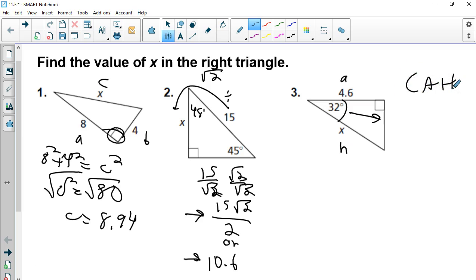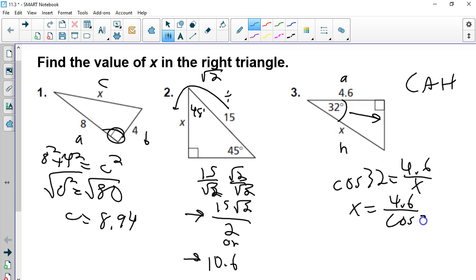cosine, adjacent over hypotenuse. So we're going to do the cosine of 32 is 4.6 over x. Remember, we're going to switch the x with the cosine. Shortcut. When we type that in our calculator, you'll get 5.42. Again, that makes sense. The hypotenuse should be bigger than 4.6.